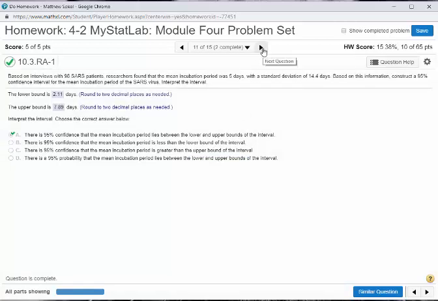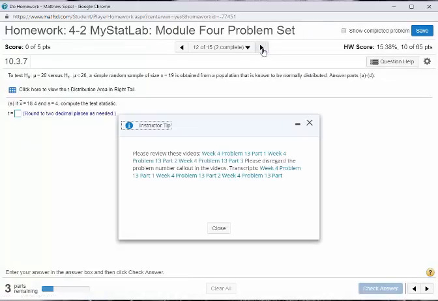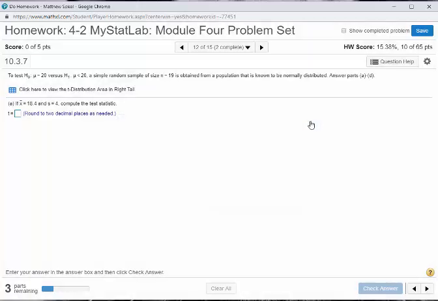All right, let's just do one more quick problem. This one has to do with hypothesis testing for a mean. It says test the null that the mean is equal to 20 versus the alternative that the mean is less than 20. A simple random sample of size n equals 19 is obtained from a population that is known to be normally distributed. The first one says find the test statistic.